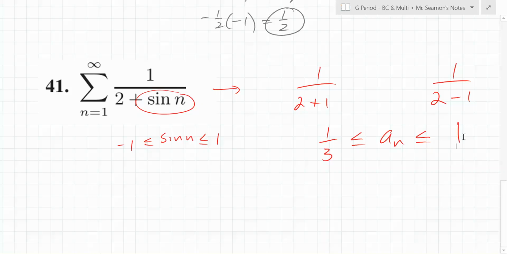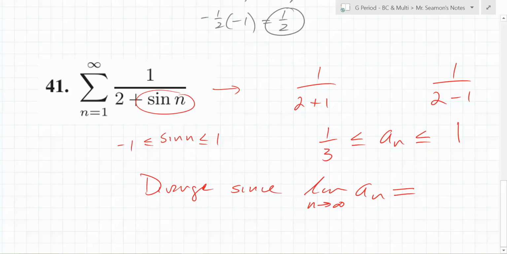So if you add them all up, what does this thing have to do? Alternate? No, there's no alternating. It must diverge because it doesn't go to 0. The only way for a series to have a chance of converging is if it goes to 0. Does this thing go to 0? No, it can't because all of the terms are between 1/3 and 1. So therefore this must diverge, since the limit as n goes to infinity of a_n does not equal 0.